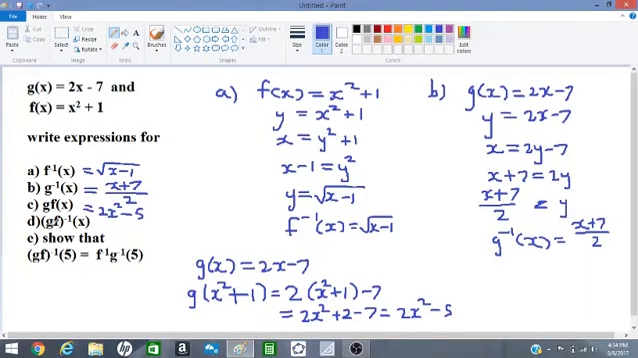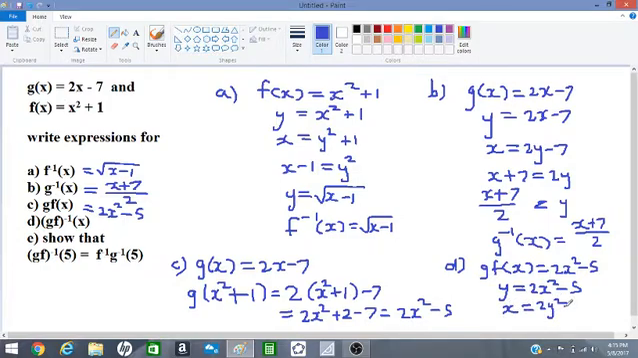Now we must find part D, g of f inverse of x. So let's go to part D now. We have our g of f of x being equal to 2x squared minus 5. We replace g of f of x by y. That is step 1. Then we switch x and y around. That is step 2.